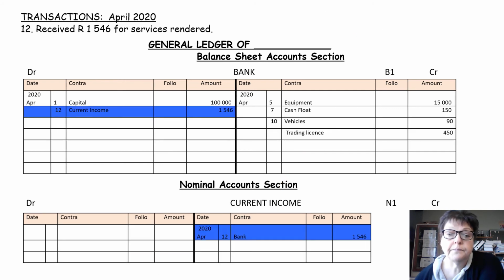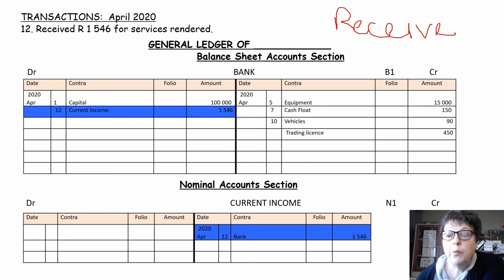The last transaction on the 12th, received money for services rendered. We are receiving money. If we receive money, we know that we have more money. Where are we going to keep this money? In the bank. Bank is an asset. Asset increases on the debit side, decrease on the credit side. We are receiving 1546 on the 12th. Please take note that you write on the next line on the debit side. On the 12th, we are receiving 1546.